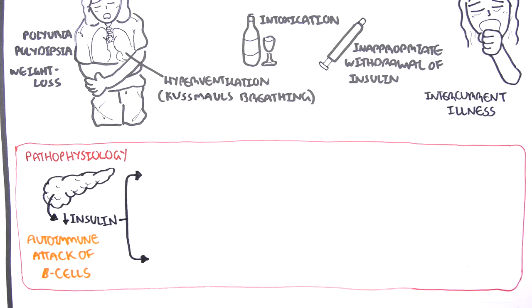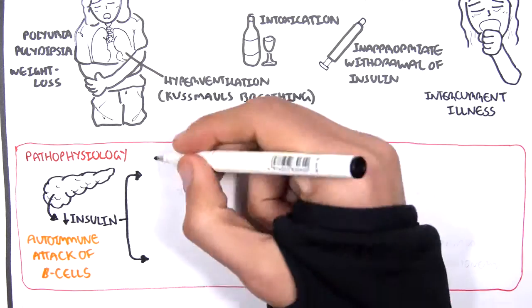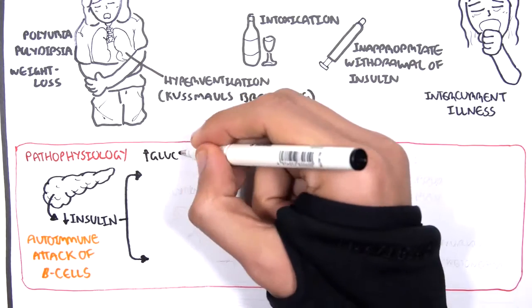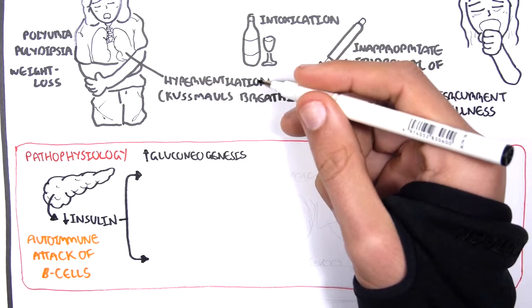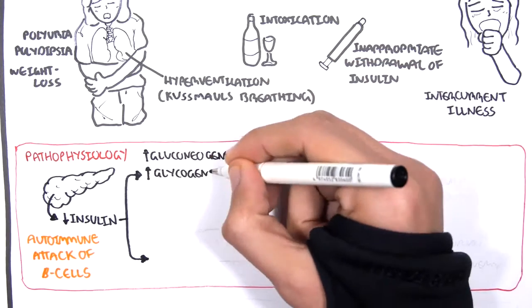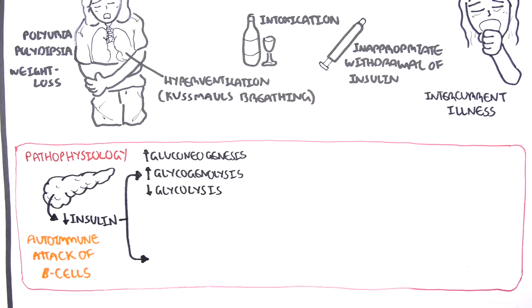First, it means that gluconeogenesis is not inhibited, and so we get gluconeogenesis. We get more production of glucose. We also get increased glycogenolysis, and we get a decrease in glycolysis, all of which will result in more glucose in the blood. So we get hyperglycemia.